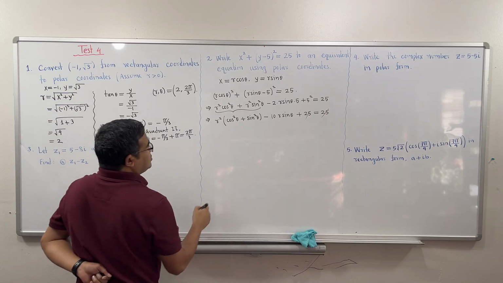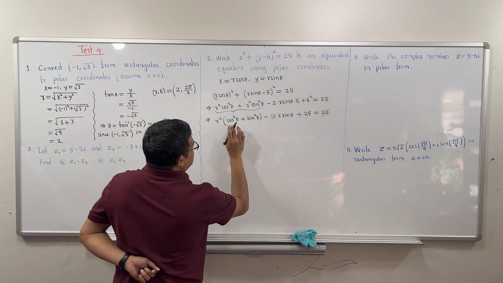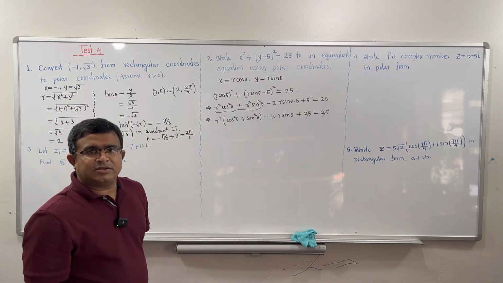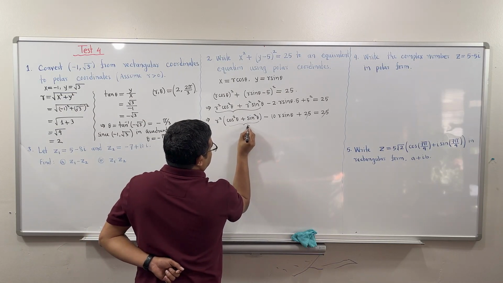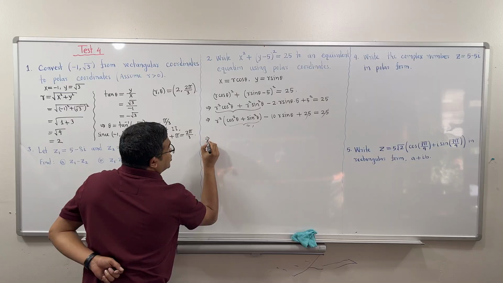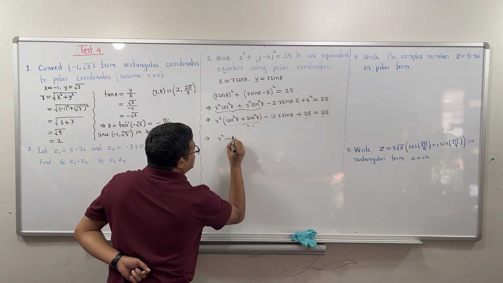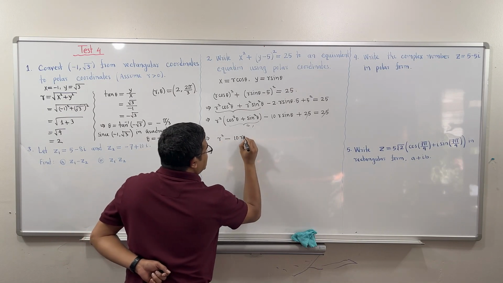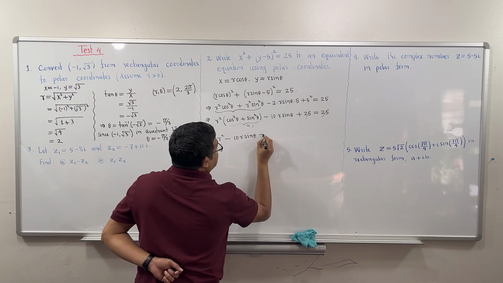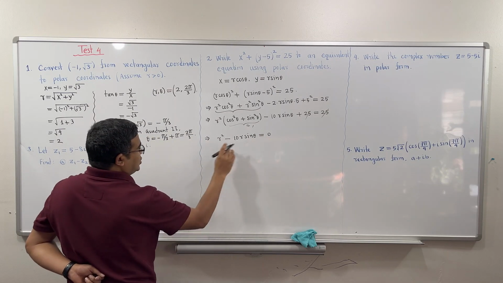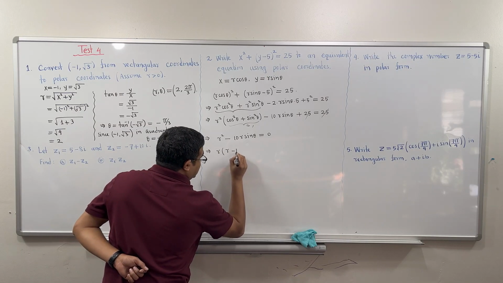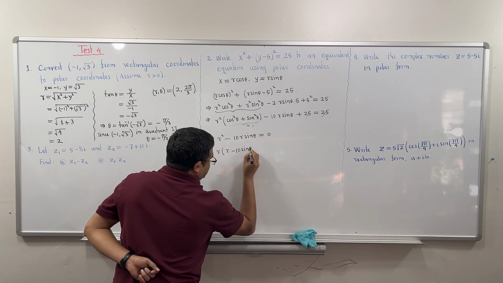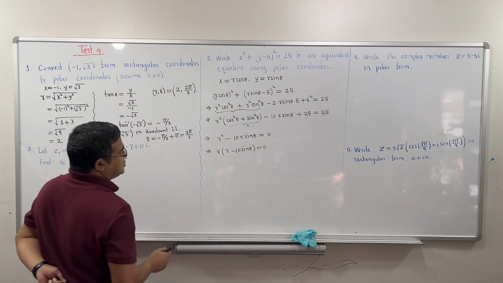These two 25s cancel, and we know cosine square theta plus sine square theta is always 1, so this is 1. So we have r square minus 10r sine theta equals 0. Now from here we can factor out r, then it would be r times (r minus 10 sine theta) equals 0.